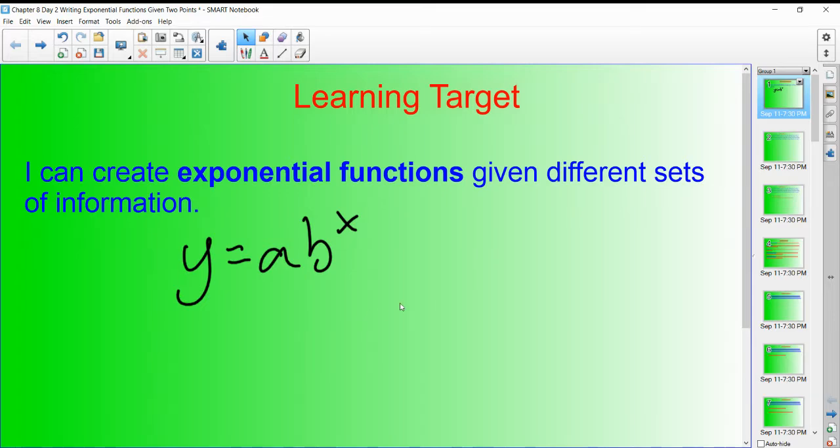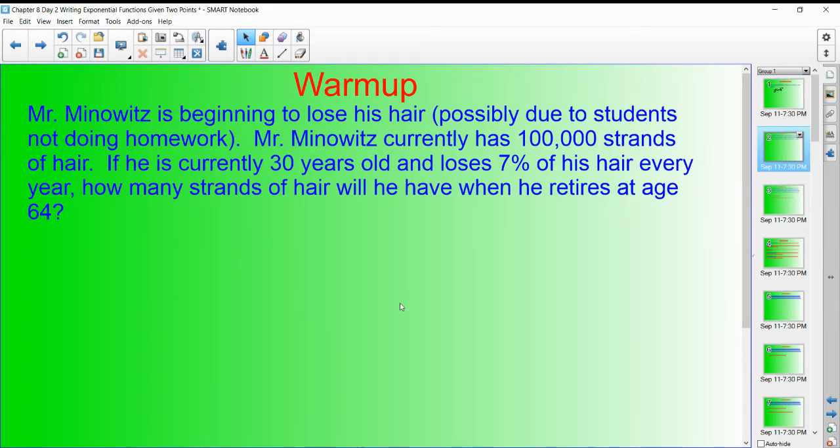So we'll start like we normally do with our warm-up. Strongly recommend you practice this. A problem like this could show up on an assessment. Make sure we can set up the equation and put a value in.